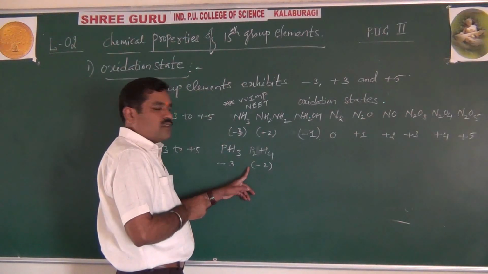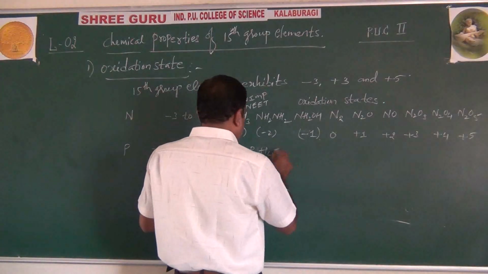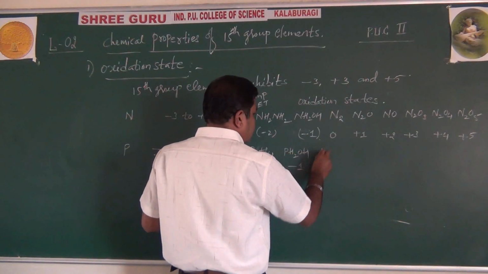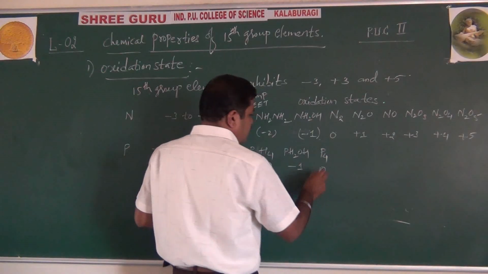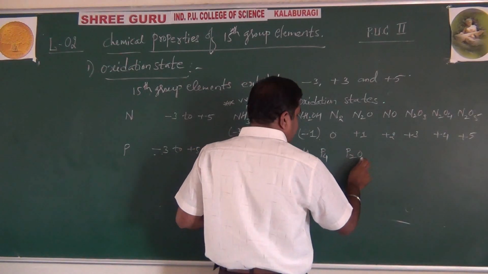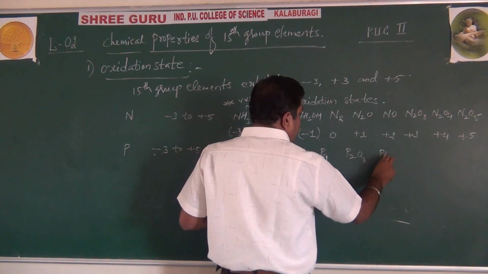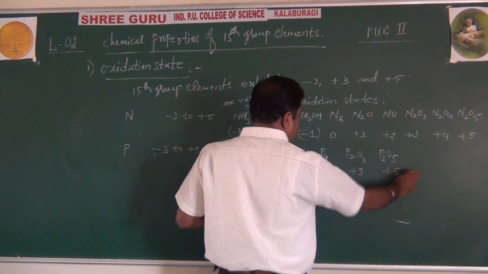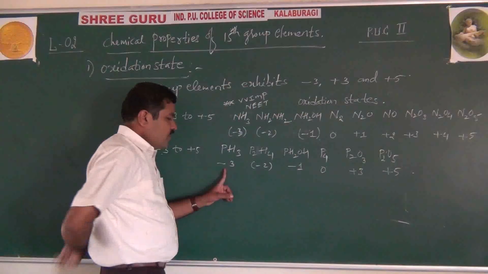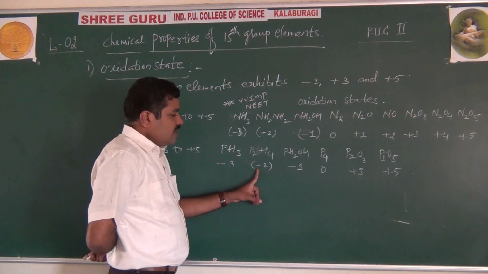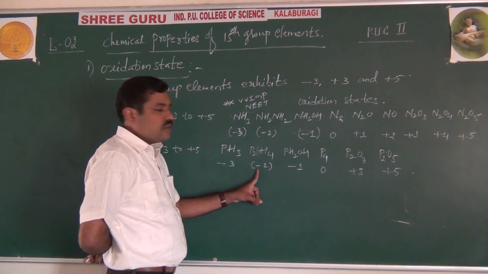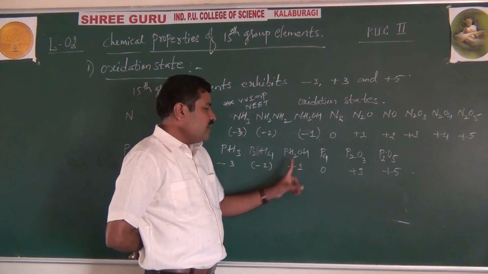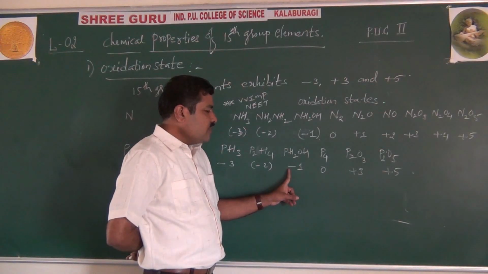P2H4 is called diphosphane vapors. Then after phosphine comes PH2OH, with -1. Like this, phosphorus exists as P4 in the elemental state, 0. But in oxide form, P2O3, P2O5, or halides PCl3, PCl5, it is +3 and +5. Phosphine is -3, diphosphane vapors P2H4 is -2, and PH2OH, like hydroxylamine, is the hydroxyl derivative of the phosphine group.